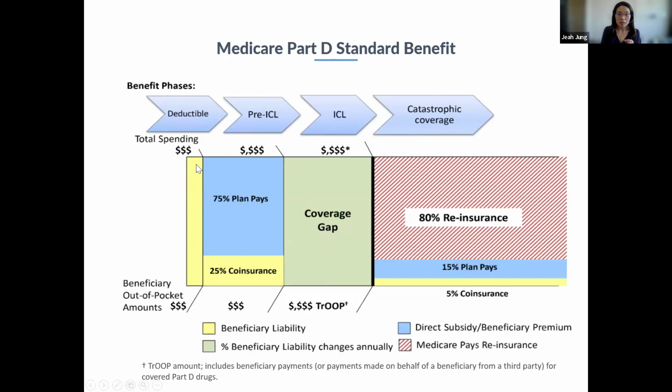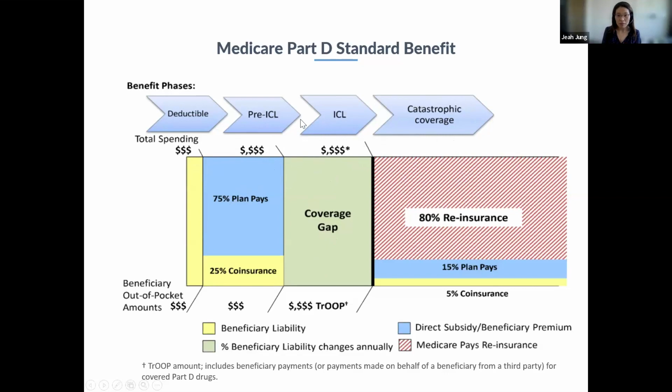So this is a deductible, and then there is an initial coverage limit, which is a donut hole or a coverage gap. In between, this initial coverage phase is called pre-ICL, before hitting the initial coverage limit. And then once you pass through this coverage gap, the beneficiaries eventually hit catastrophic coverage.